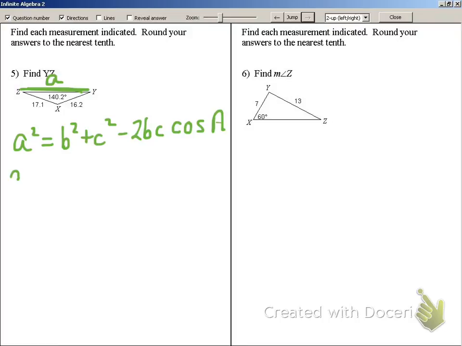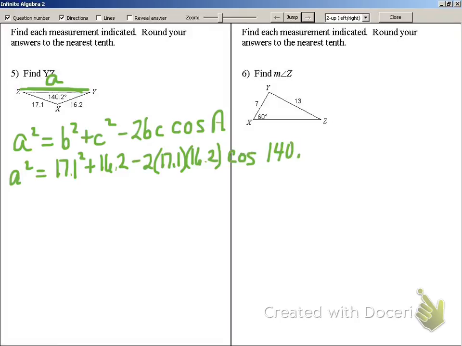So plugging in what we know, A squared equals, my B is 17.1, my C is 16.2, minus 2 times 17.1 times 16.2 times the cosine of 140.2. Oh, sorry, I left off my square right there. So this is my formula. I'm going to plug that into my calculator. I'm going to say 17.1 squared.